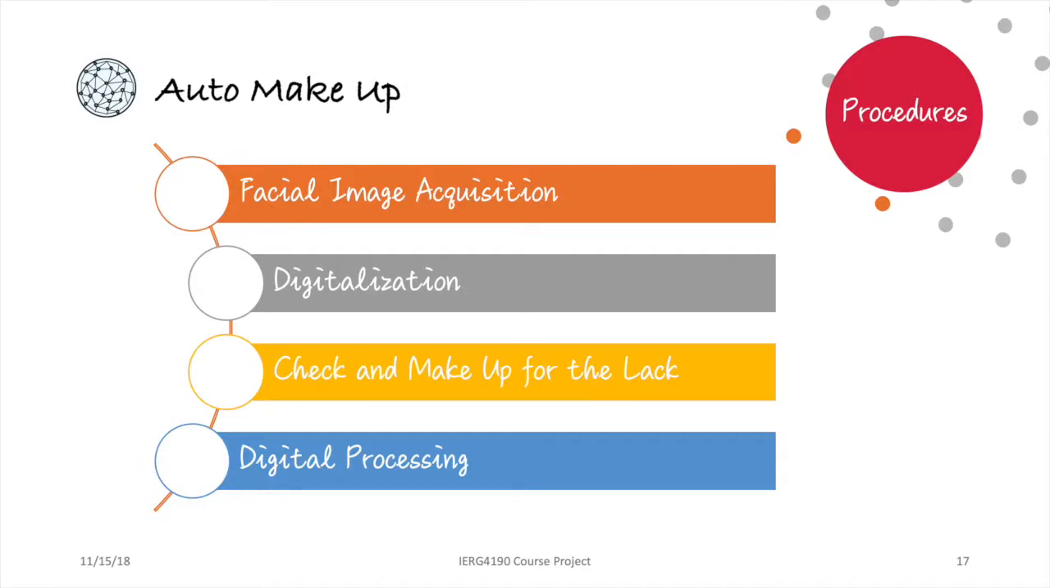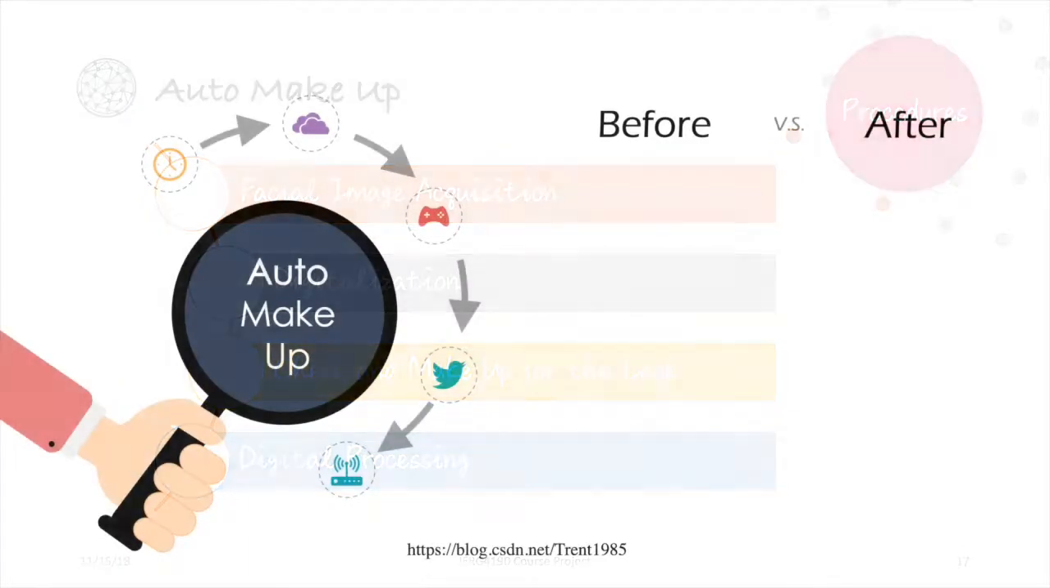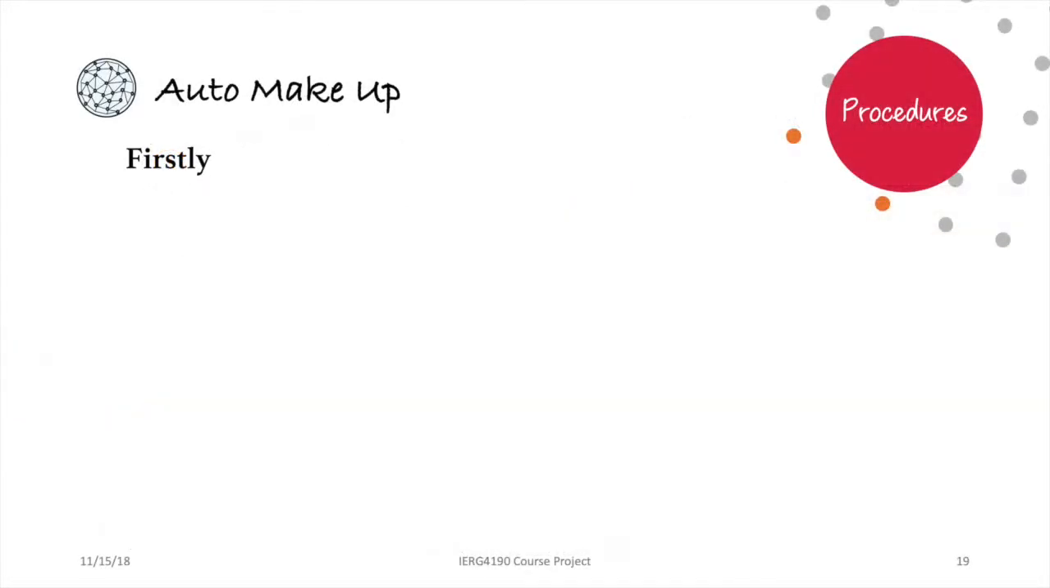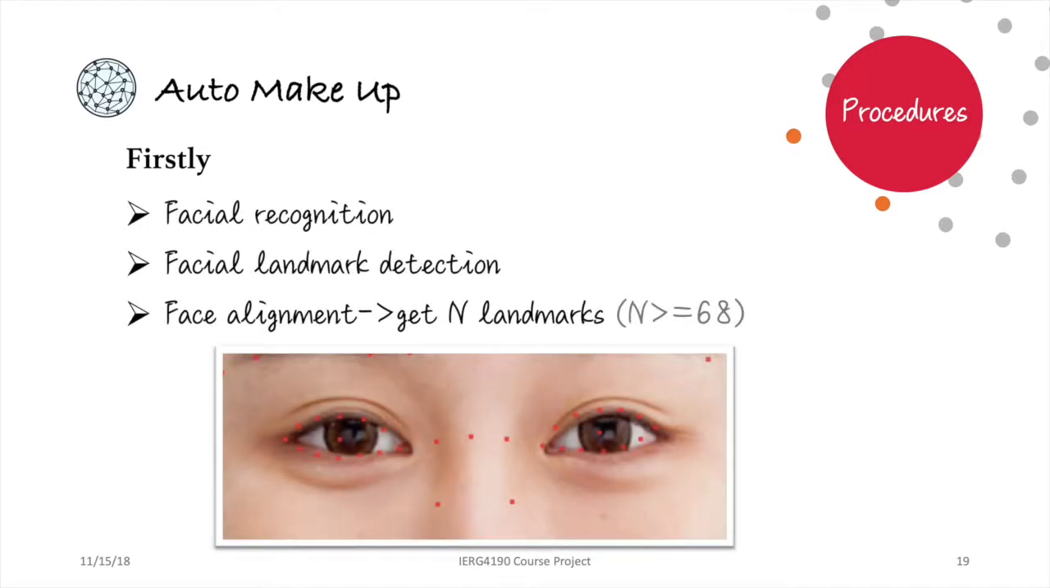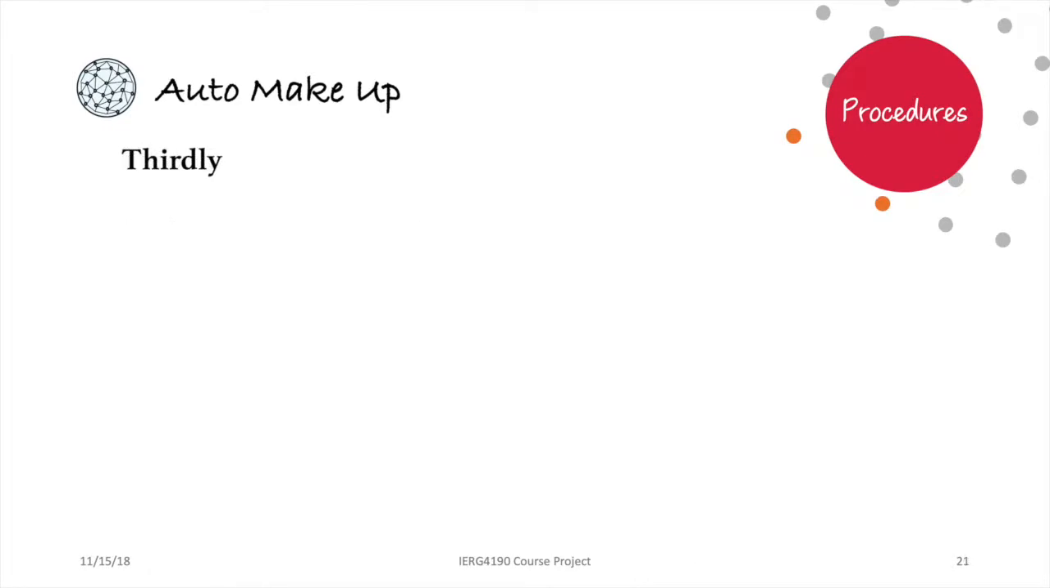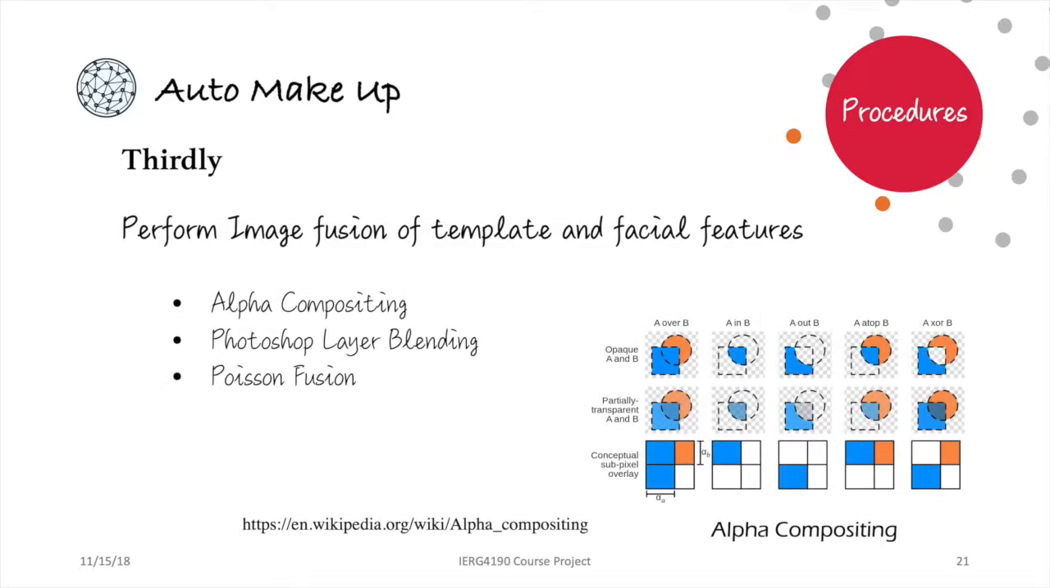There are 4 basic steps below. Based on the technology that my partner has mentioned before, we can start to use auto facial makeup to save girls' life. First of all, based on facial recognition and facial landmark detection, we can get end landmarks through face alignment. Secondly, according to facial landmarks, aligned to the facial feature area based on deformable template, there are 4 visible transformations here.